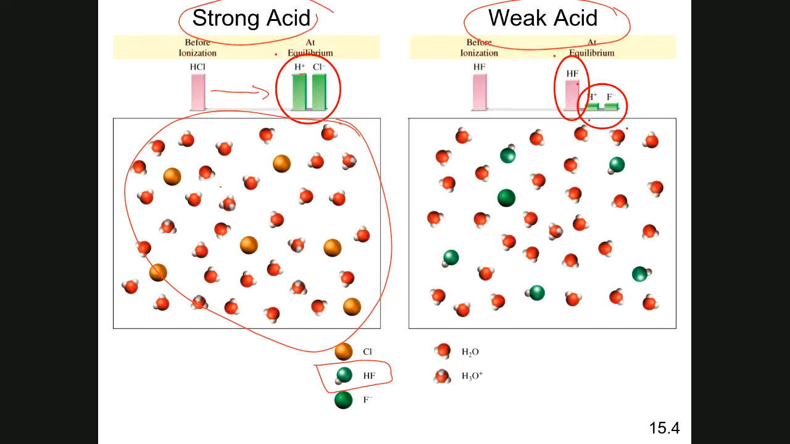But for a weak acid like HF, some of the HF molecules are still shown in the mixture. So these are your acid that is left, and you have some of them that have been dissociated. So only one has been dissociated out of 6. See? One is dissociated, so you have the fluoride ion. But in this case, all of them have changed to chloride ion. There is no HCl left.